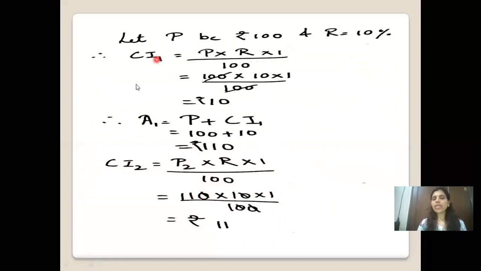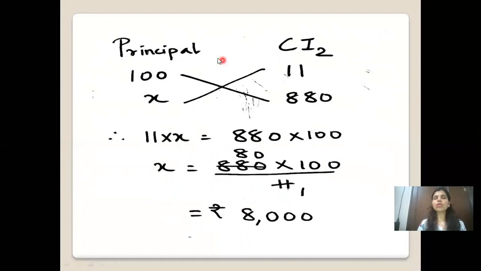So once you get 11 rupees, so if principal is 100 rupees, here you can see the compound interest for the second year we have got 11 rupees. So now we have to correlate in this way, that if principal is 100 and compound interest for the second year is 11 rupees. So if compound interest for the second year is 880, what will be the principal? So now you cross multiply, you get 11x is equal to 880 into 100. So 880 into 100 upon 11. 11 ones are 11, 11 eights are 88, 0. And then 80 into 100 we get 8,000 rupees.